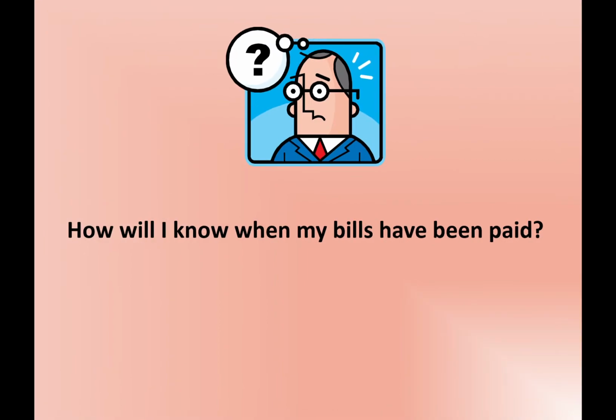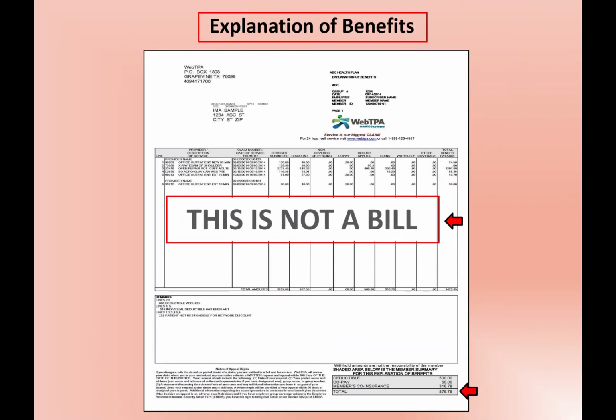How do you know when your bills have been paid? Once the insurance company has processed charges that they have received from a doctor or hospital, they will send you a statement that is called an explanation of benefits. This is not a bill. The insurance company does not send you any bills. However, they will send you this statement just to let you know that they did receive your doctor or hospital's charges, and it will indicate how it was processed.